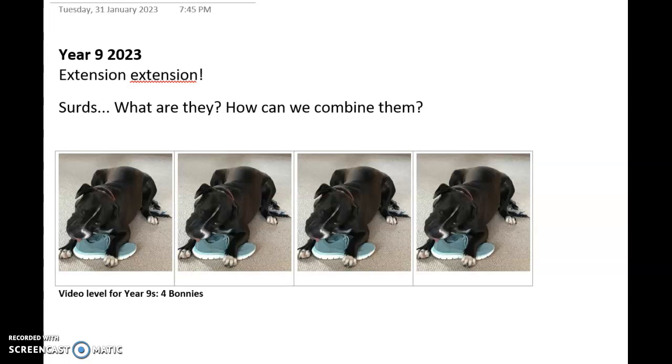So let's start by having a look at what is a surd. And we might know that there's something to do with the square root sign or the root sign. But I want to try and build us up to a slightly better definition than just, oh, there's something to do with the square root sign. Because some of these things here are not really surds, right?